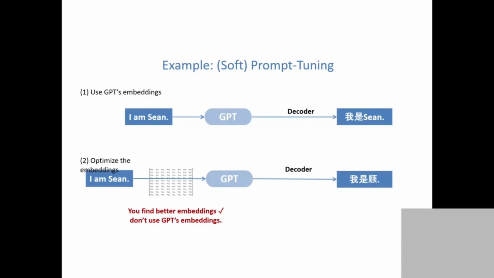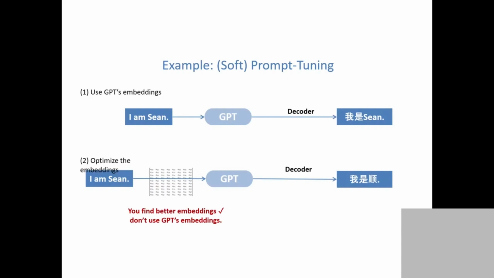So we want to fine tune that. So what do you fine tune? Earlier I put I am Sean in natural language into GPT, but we want to fine tune this. We want to make the I am Sean into a machine language, into a vector or matrix. And we put the matrix into GPT instead of using the language I am Sean. And then it will give a better answer. It will give the perfect translation.